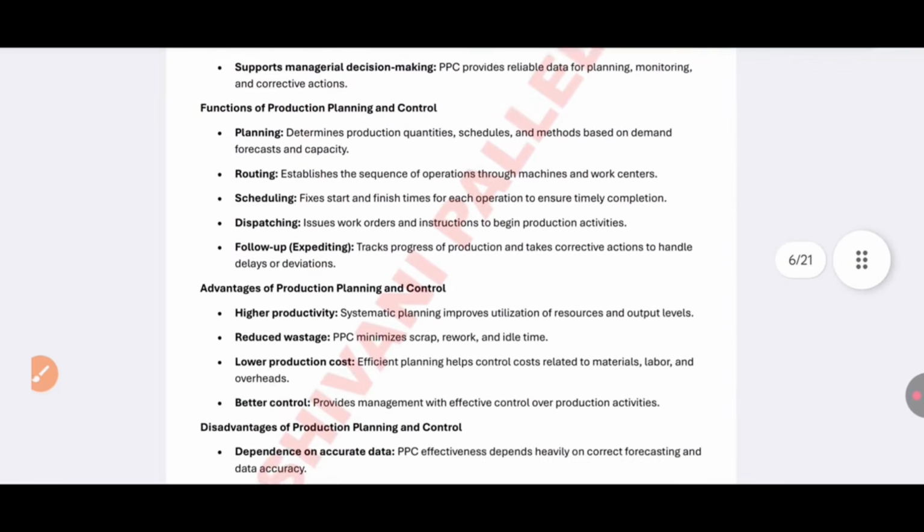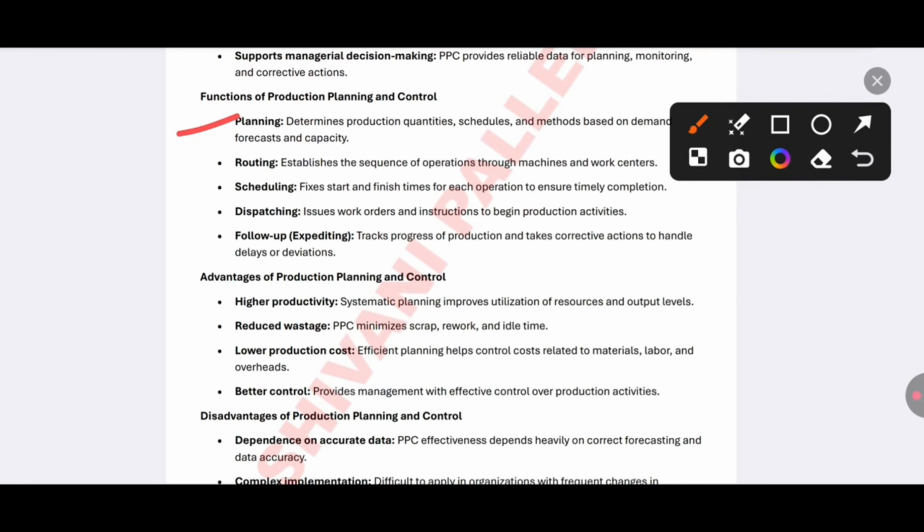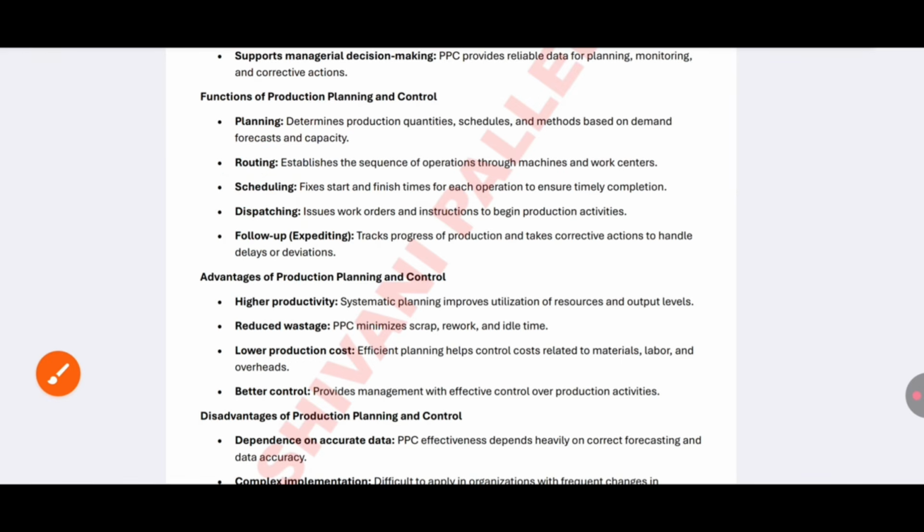Then what are the functions? Functions we all know: planning, routing, scheduling, dispatching and follow-up. First we need to plan, then we need to sequence the operations, meaning what we need to do. Then we need to schedule the times and dispatch the orders to the customers. Then we need to follow up, meaning taking reviews if any problem is there. These are the functions of production planning and control.